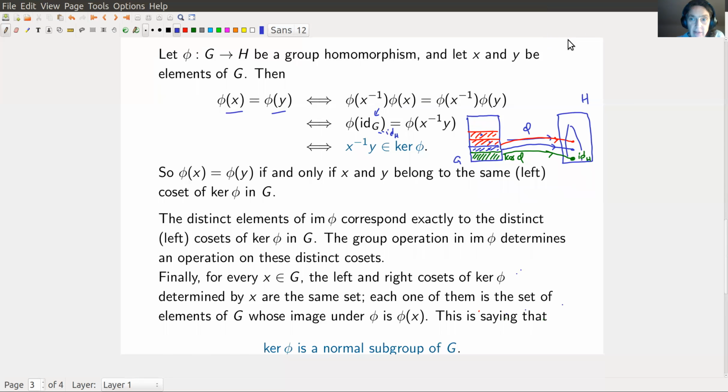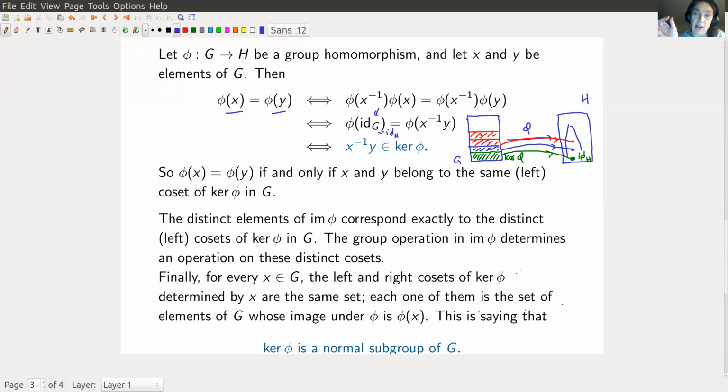However, if we were to look at the right instead of the left coset, we could say that the right coset of the kernel of phi determined by the same x is the set consisting of anything that you can get by taking an element of the kernel of phi, composing it on the right with x. If you apply phi to something like that, you get the identity element of H composed with phi of x over in H. So the right coset of the kernel of phi, determined by the element x, also is the set of all elements of G whose image under phi is phi of x, the same as the image of x. That tells us that the left and right cosets of the kernel of phi determined by any element of G are the same set.